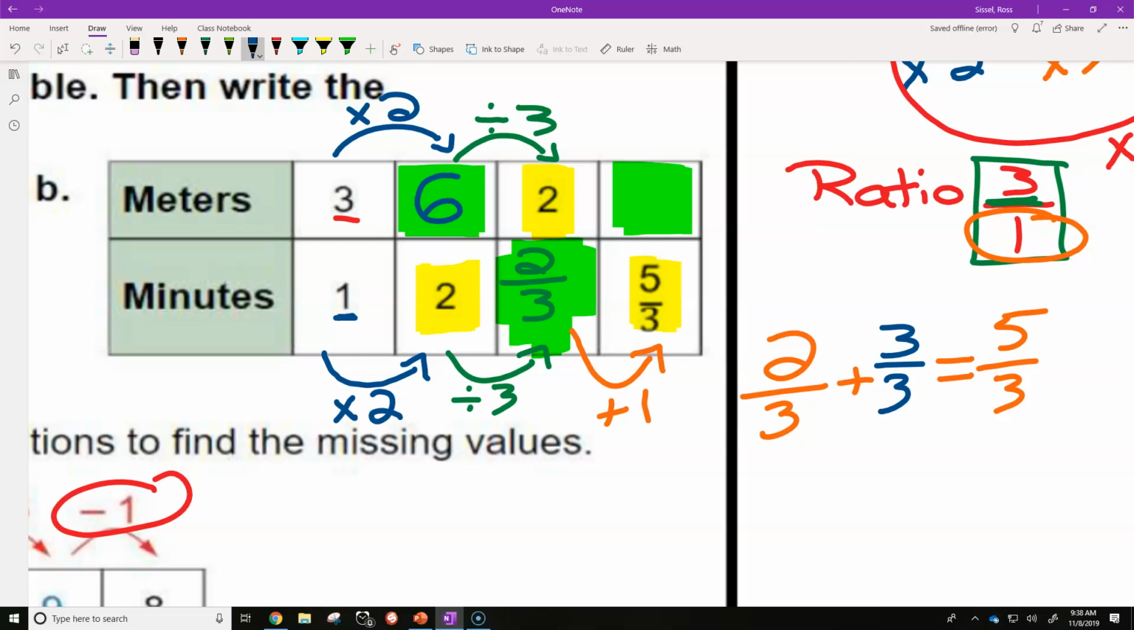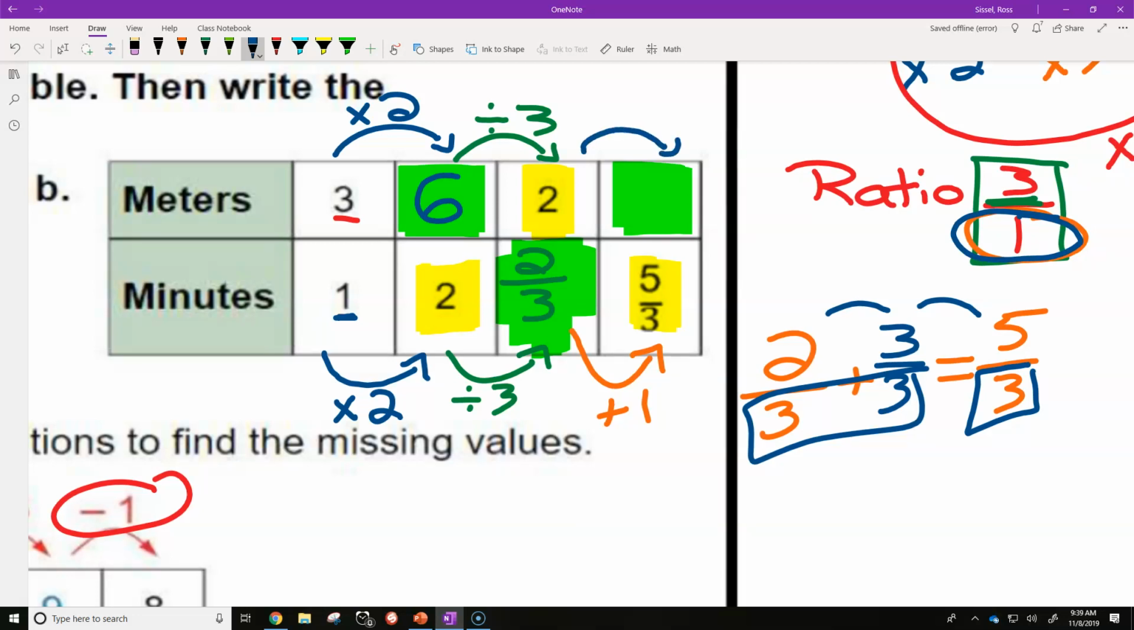Okay, now what, Addison? So 2 plus 3 is 5, and then you keep the denominator. Denominator stays the same when you add fractions. You add only the numerator, 5/3. So, if I added 1, that 1 came from my ratio right here. So on the top, I have to add 3. Addison, who taught that to you? Or who explained it to you?